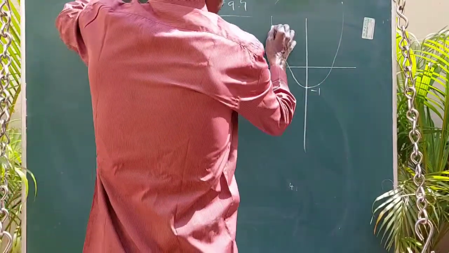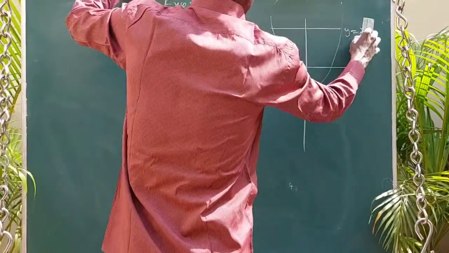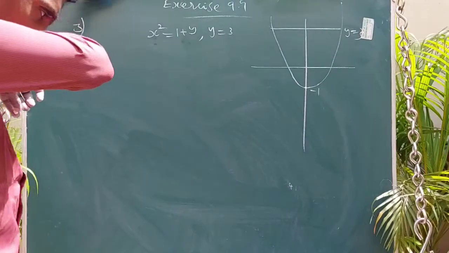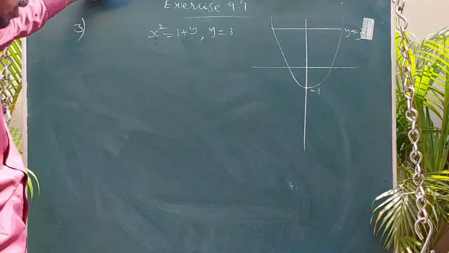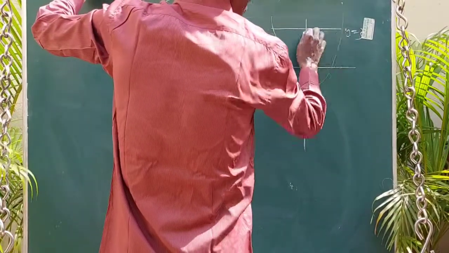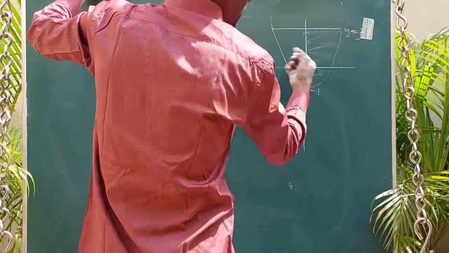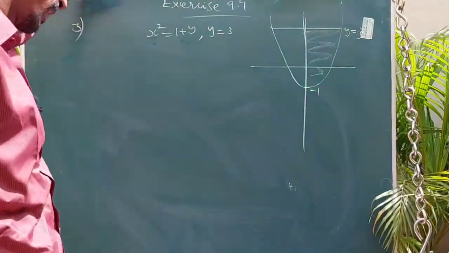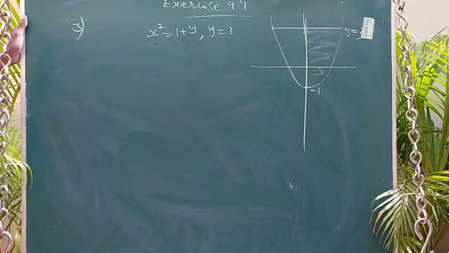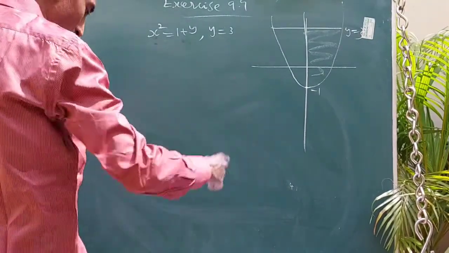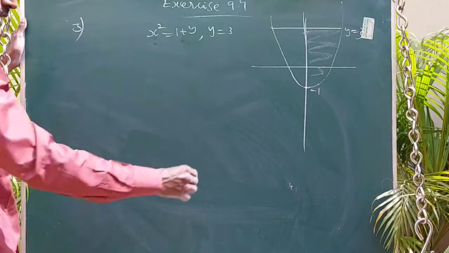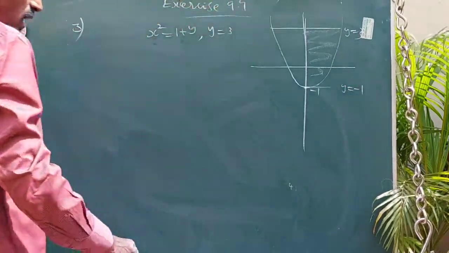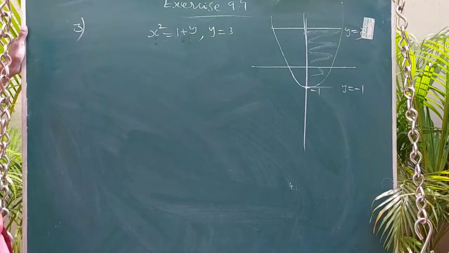Here y equal to 3, as given in the question. They are going to revolve about the y axis, so we get a three dimensional shape. Our aim is to find the volume. If you put x equal to 0, y equals minus 1, so we need to integrate between minus 1 and 3.